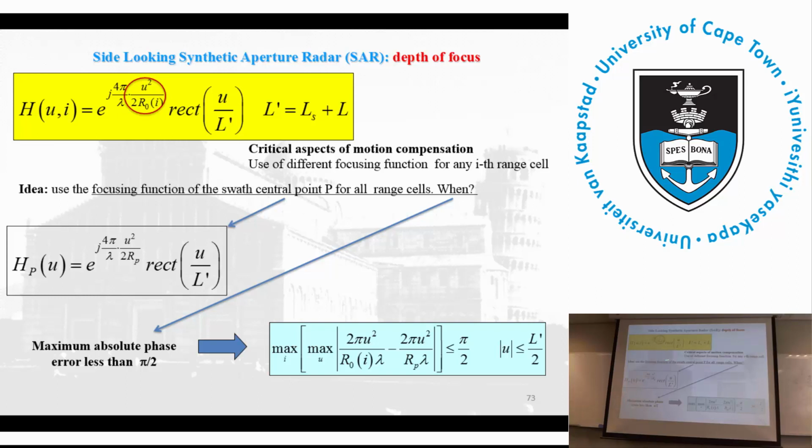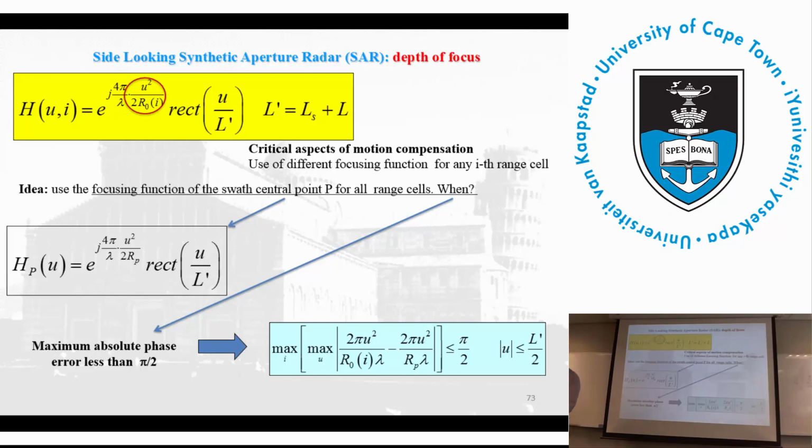So what we are trying to see here is, can I use the same point O on one particular range cell to focus also the range cells nearby? Or to say it with better words, if I focus towards that point, how deep is my region where I can still focus, compensate, let's say, with the same phase term?